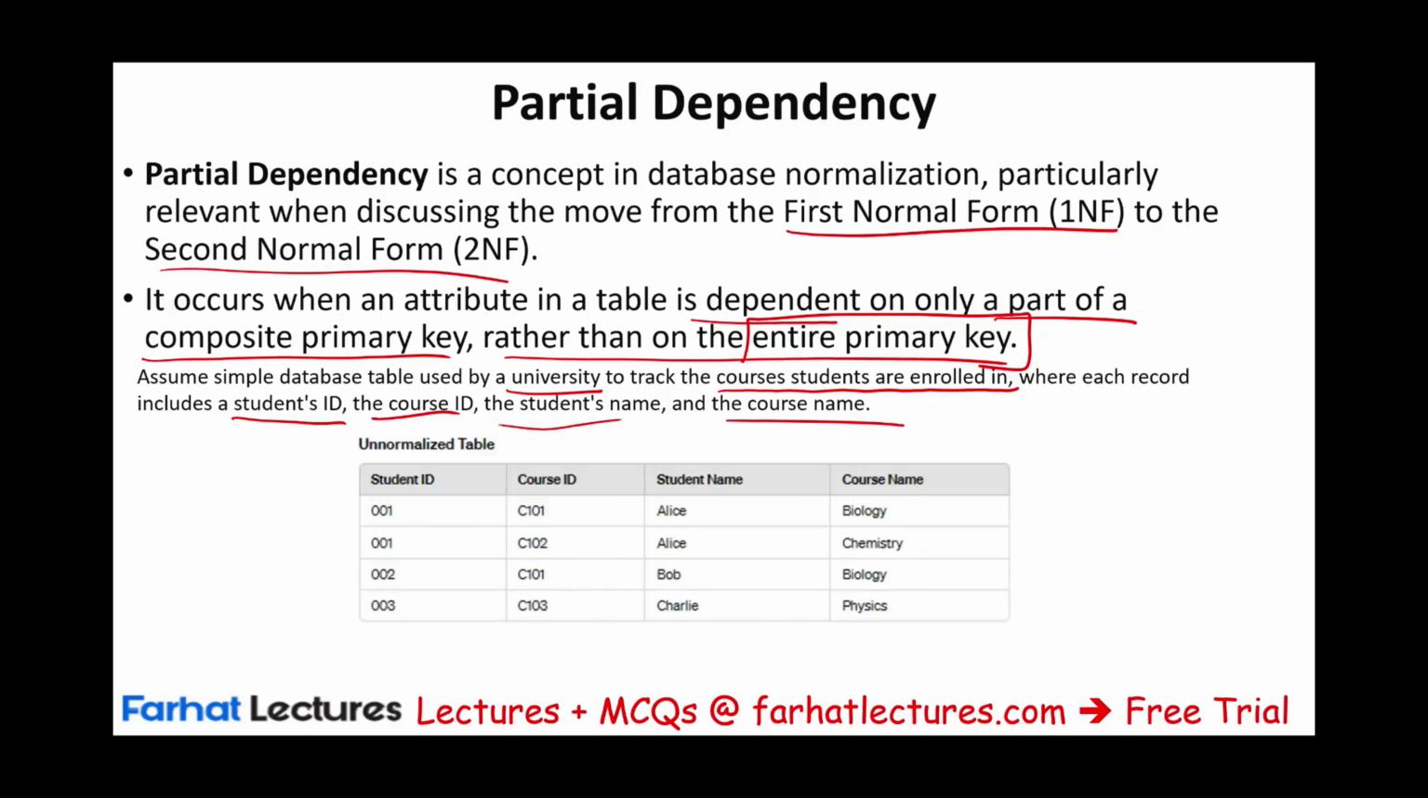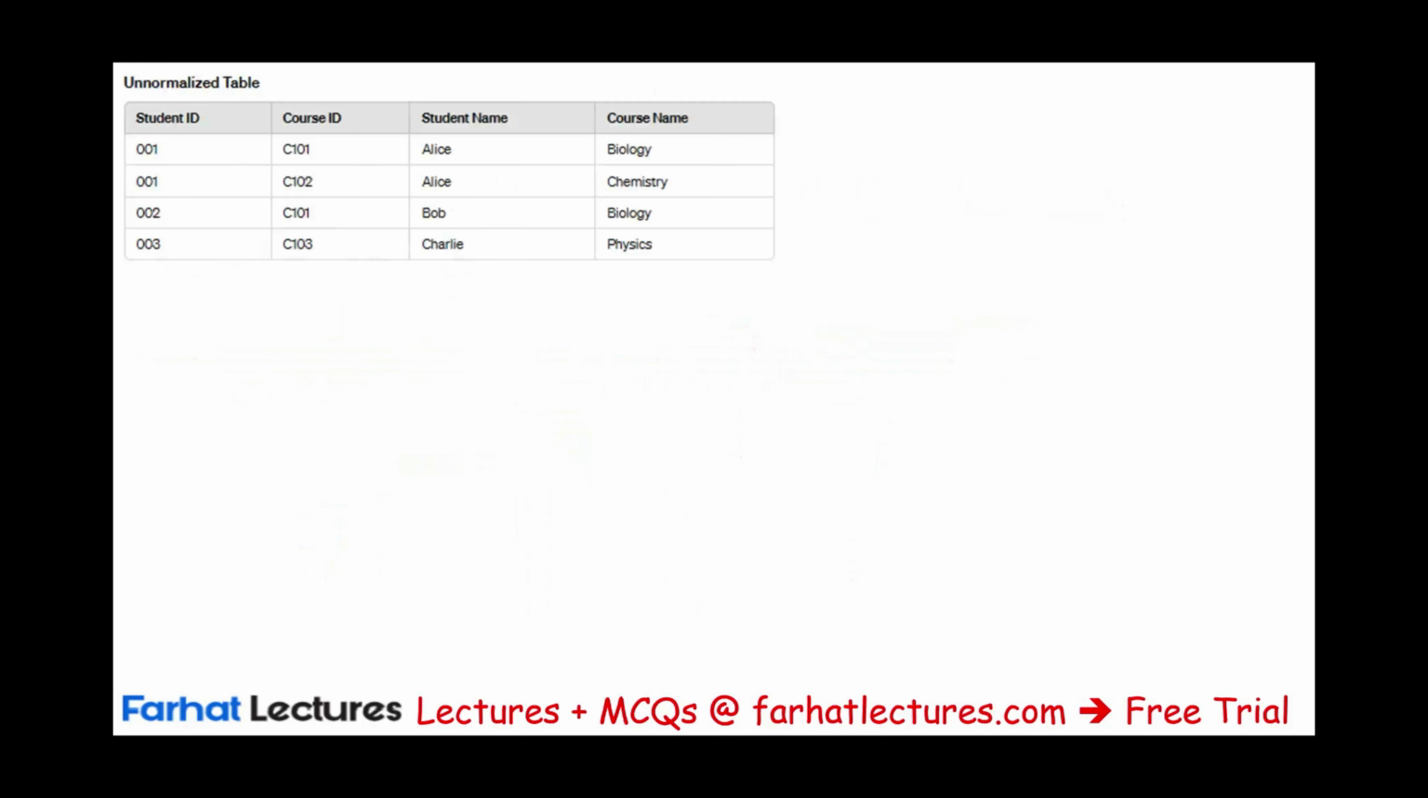And it looks something like this. Student ID, course ID, student name, and course name. Now this table is in 1NF, so it meets the first condition. Now what we're going to do is this.